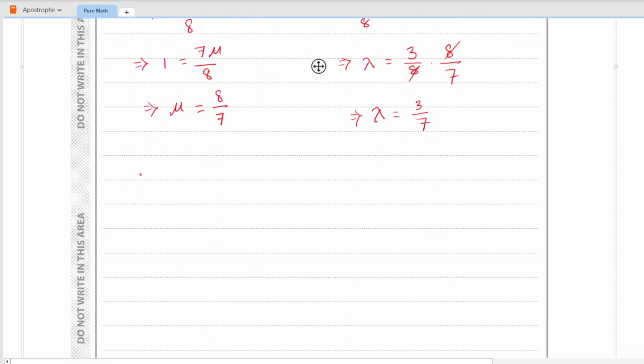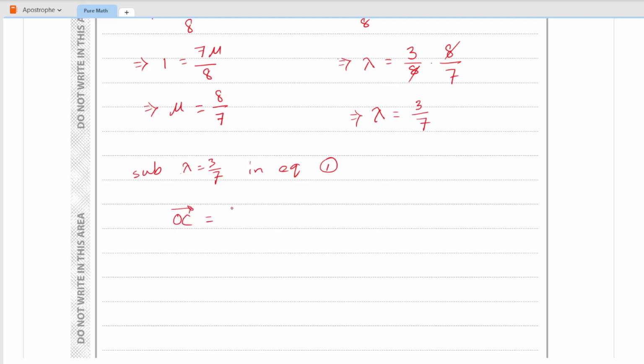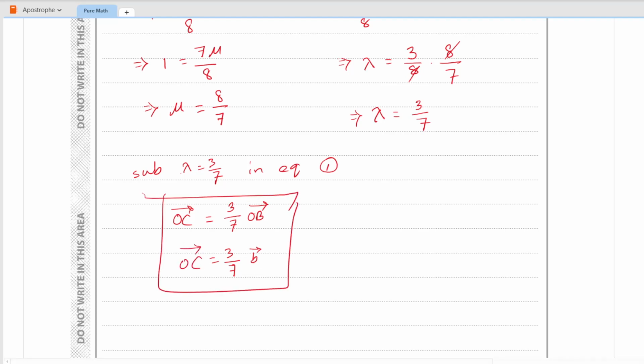So I'm going to substitute lambda is equal to 3 over 7 in equation 1, so it's simpler. So OC is equal to lambda b, lambda is equal to 3 over 7, so OB or 3 over 7 B. Up to you how you write. That is the answer. So this is a very common type.